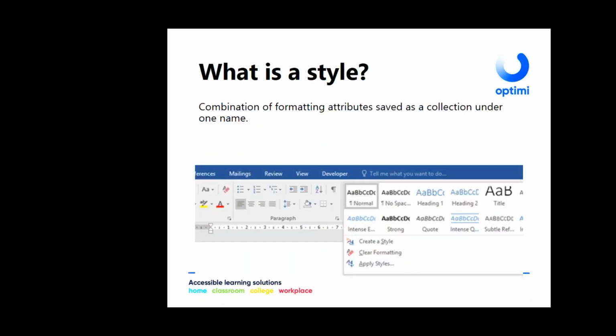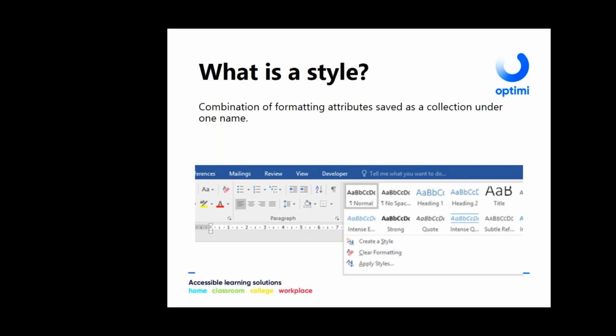Good, let us start. We are starting with Word and what is a style. Sometimes you will find this question in your theory tests or exams as well, where they ask you what a style is. And the answer would be: it's a combination of formatting attributes saved as a collection under one name.